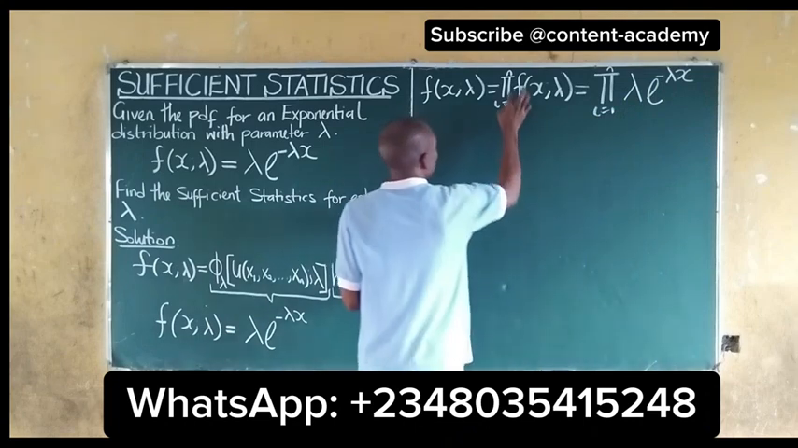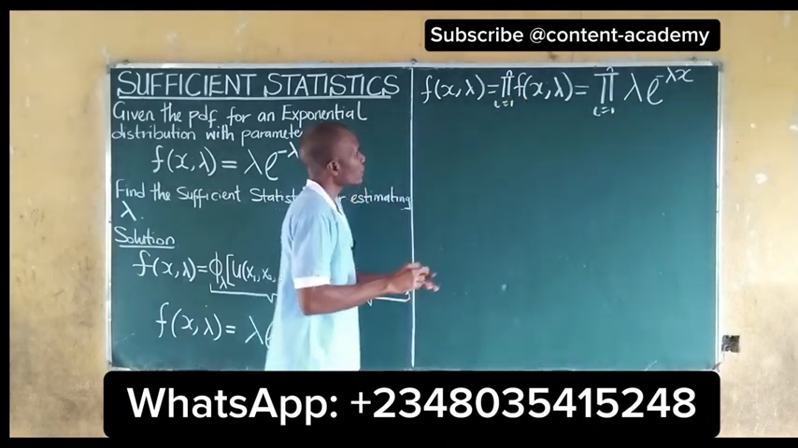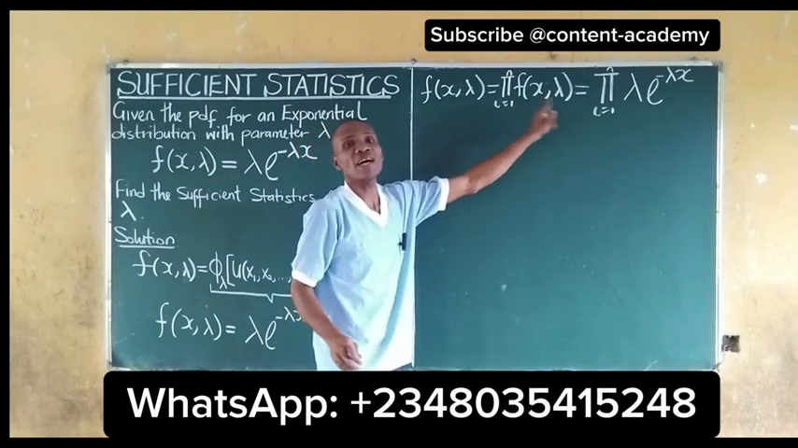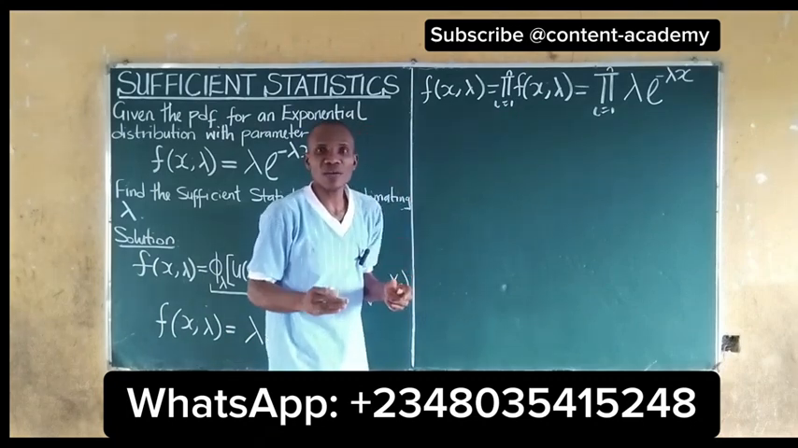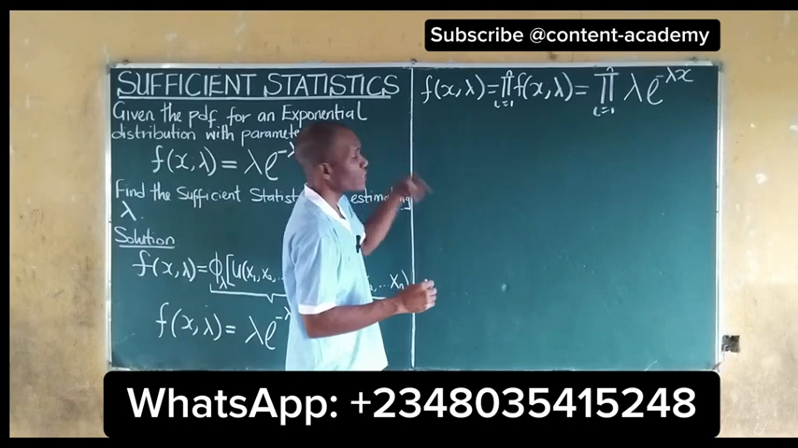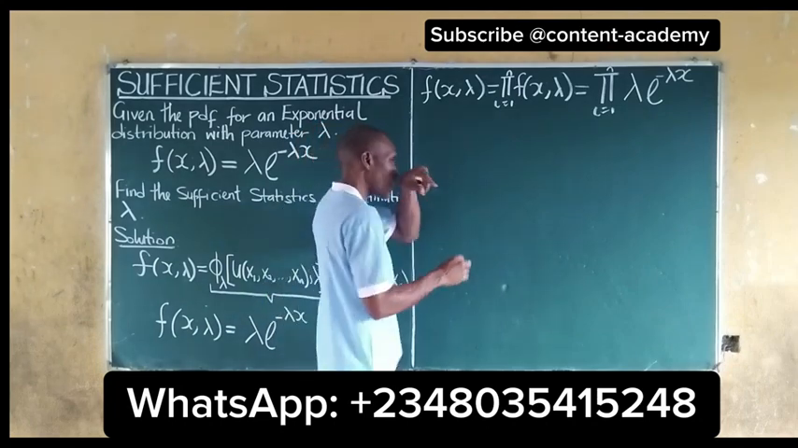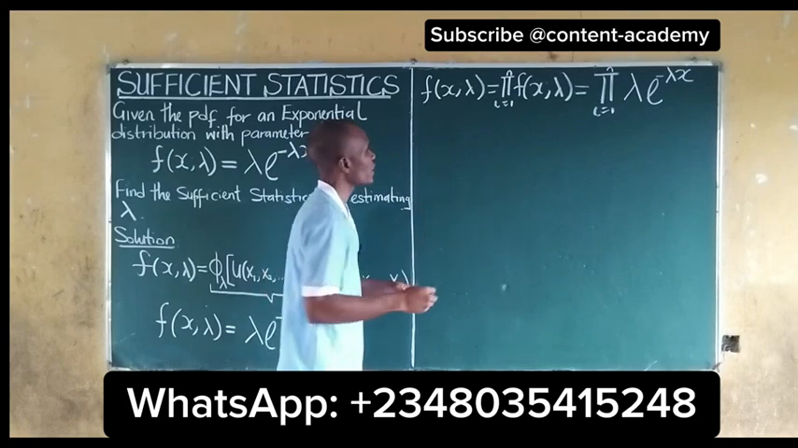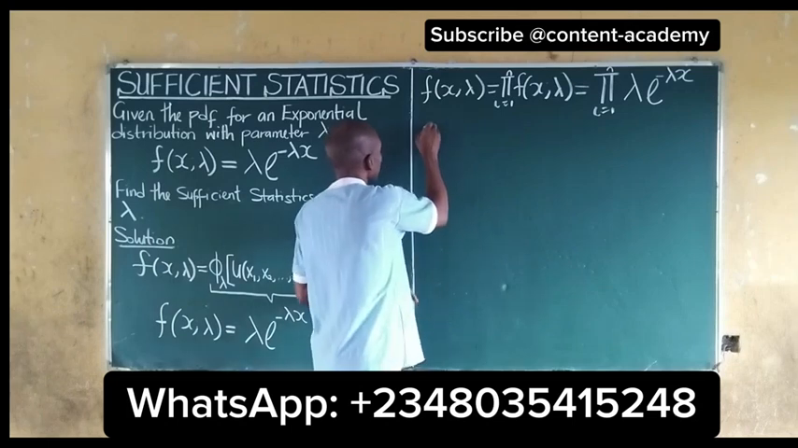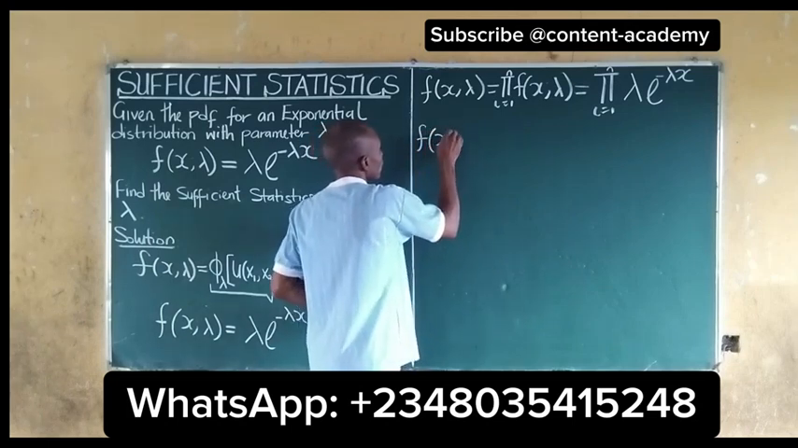So what is the purpose of this symbol here? This symbol will enable us to spread out the PDF that is given, so that we can be able to factor out the PDF. So when we factor out the PDF into two components, then we can be sure to get our sufficient statistics.